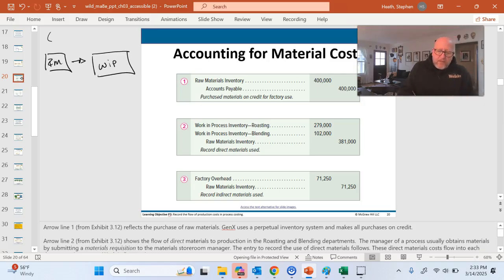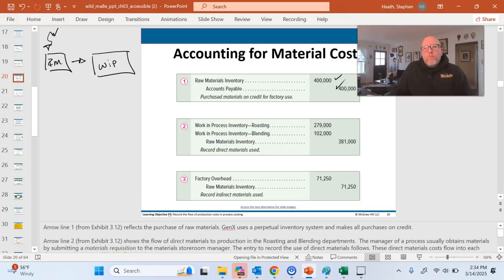This first journal entry is the acquisition of materials that go into raw materials. And since raw materials is an asset account, if I want to increase an asset, I'm going to do it with a debit. And then we are going to pay this vendor, right? Accounts payable. So we would credit accounts payable.